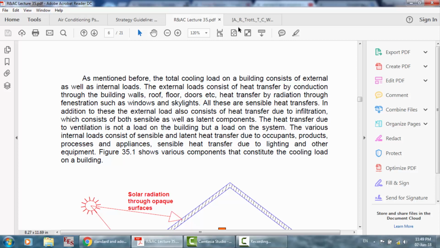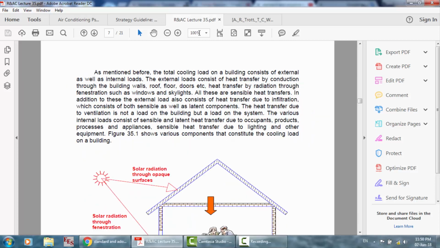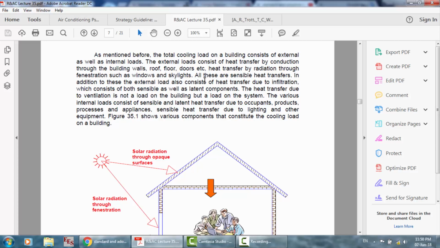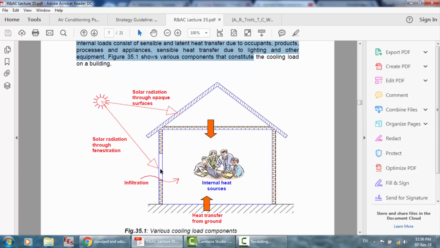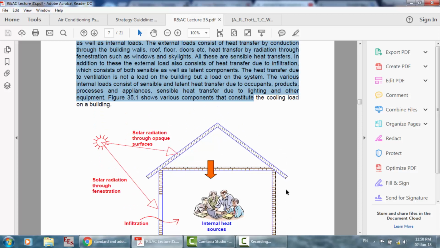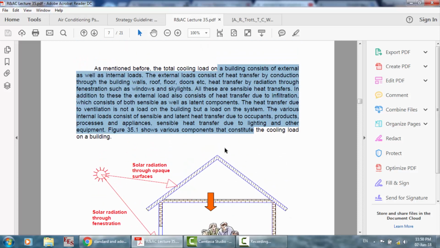As mentioned before, the total cooling load on a building consists of external as well as internal loads. The external loads consist of heat transfer by conduction through the building walls. That's why an hourly analysis program is very critical to get the construction of each wall and its orientation, north, south, east, west, roof, and these kind of things. We talked about all these things in detail.